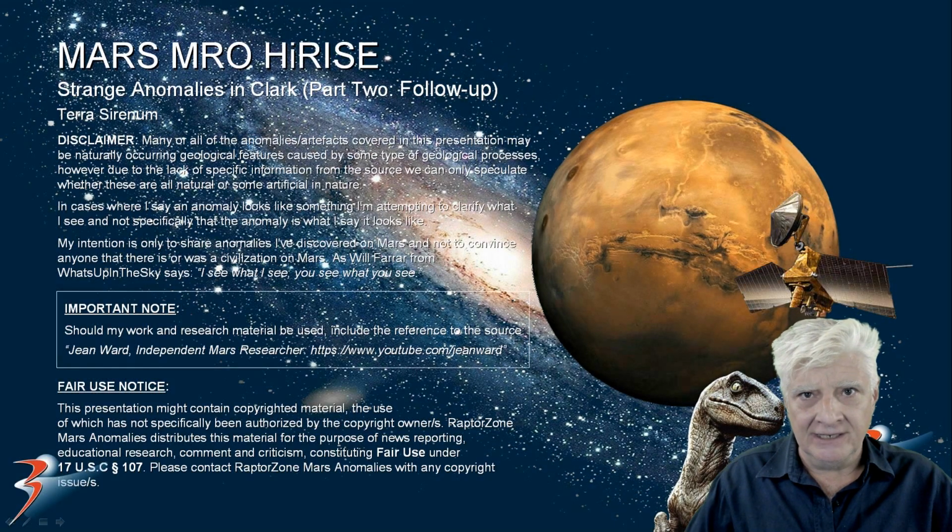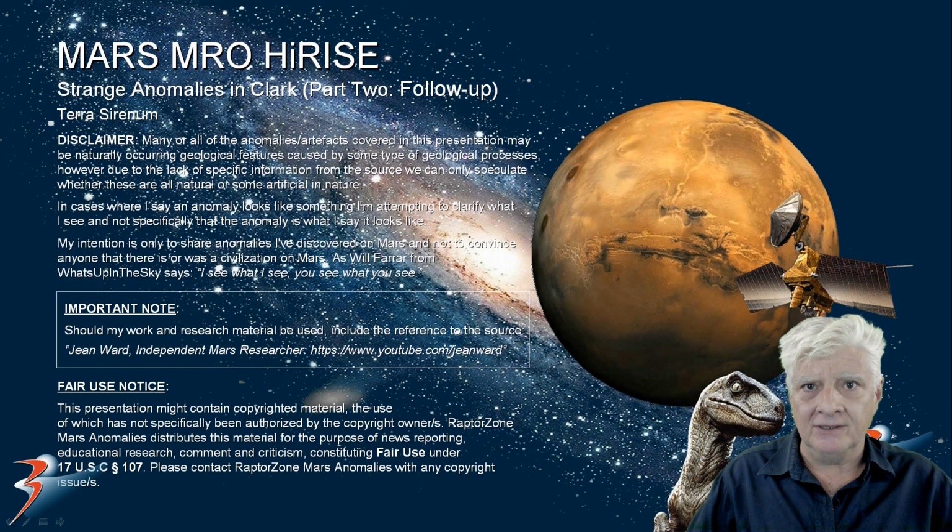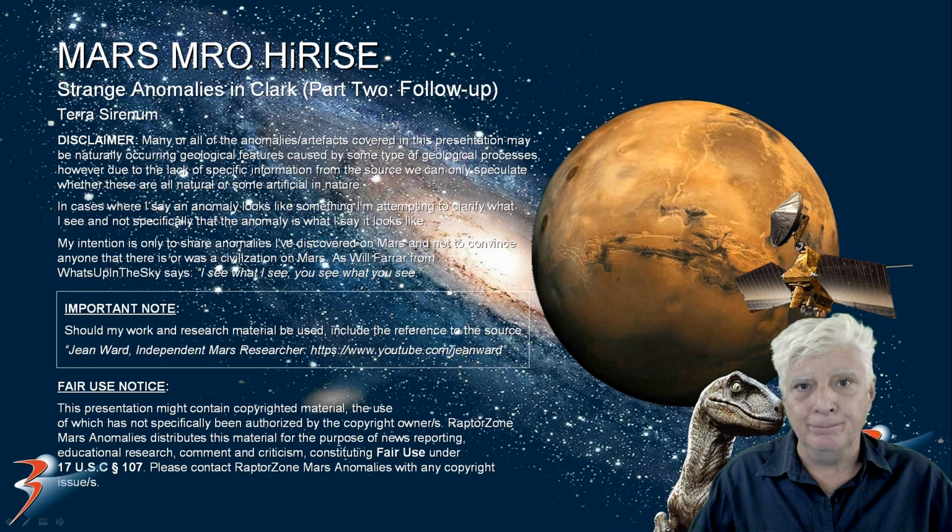Hello everybody, Jean here. This is part 2 or the follow-up to the video and X post I published yesterday. We're looking at anomalies in Clark, and if you remember, I presented this strange crescent-shaped object with a perpendicular disk next to it. So this is a look at the remaining anomalies in that huge JP2 photograph. This site is located in Terra Sirenum.